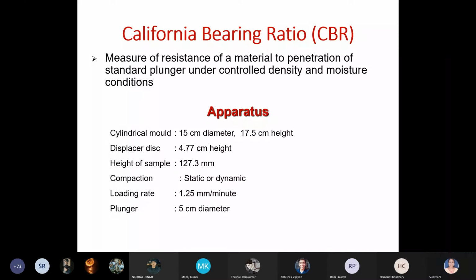Okay. So this apparatus has a cylindrical mold and a displacer disc, and the height of the sample is 127 mm. Compaction can be static or dynamic. The loading rate is 1.25 mm per minute. When you are in the lab, it should be adjusted to this, right? And the plunger diameter is 5 centimeter.